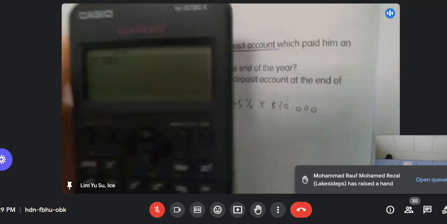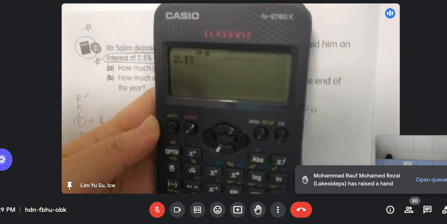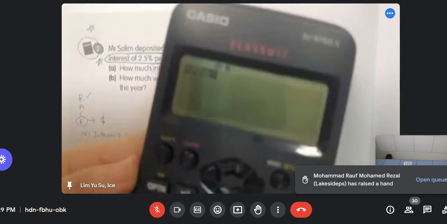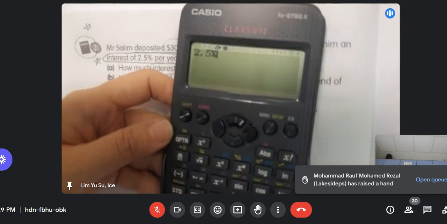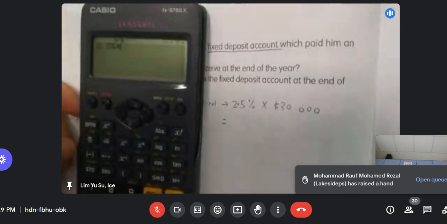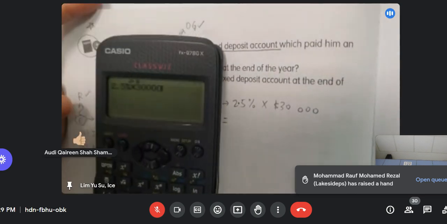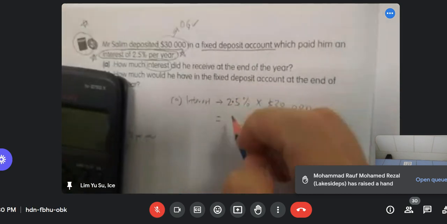Okay? So practice, try this. 2.5, shift, answer key. You must see this percent. Then multiply by 30,000. Got it? Okay, what's the amount? $750.